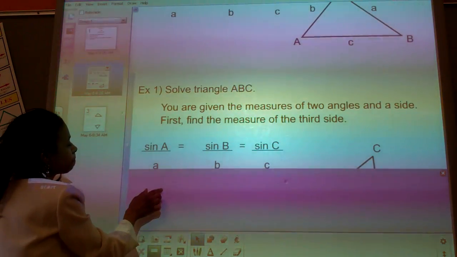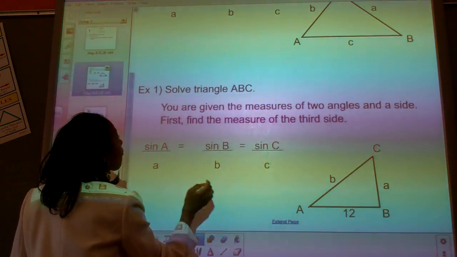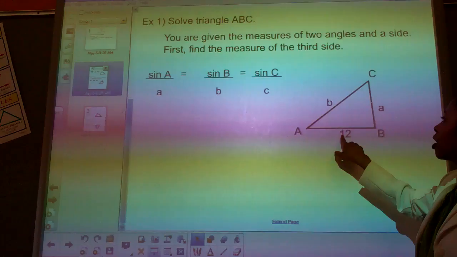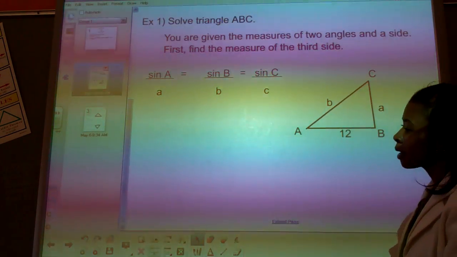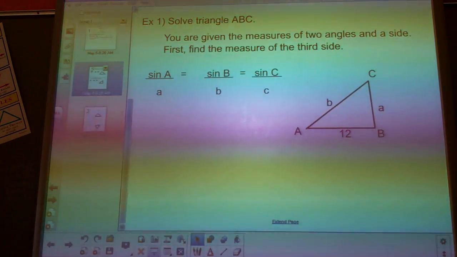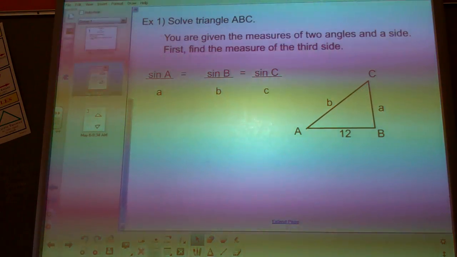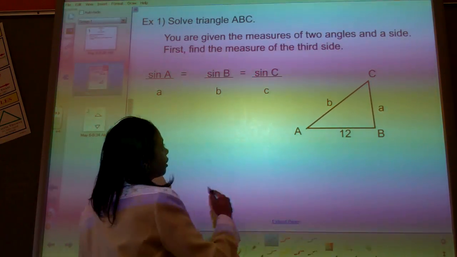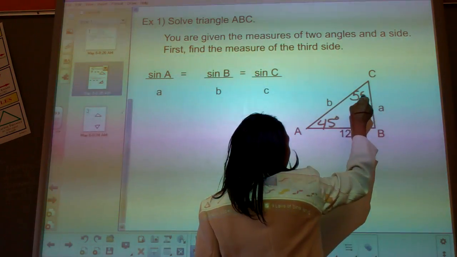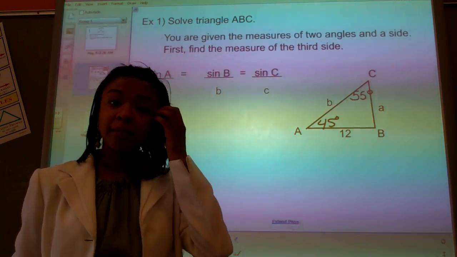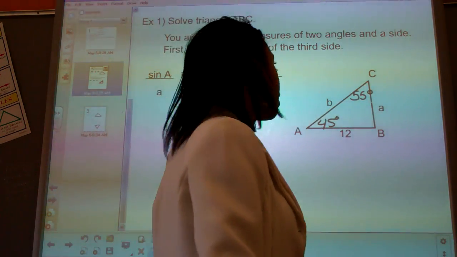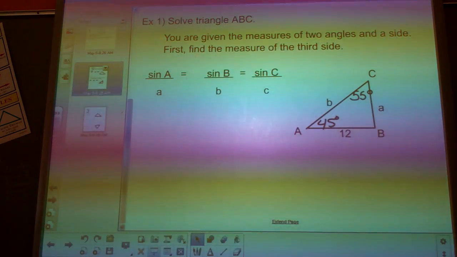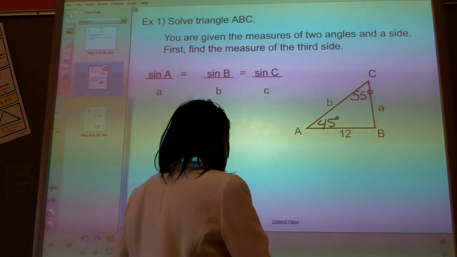Let's say we're given this triangle ABC with this information. Suppose I'm given the side length of side c, or side AB, is 12, but I don't know lowercase b and I don't know lowercase a. And I need to find some angle measures and some sides. Let's say A is 45 degrees and C is 55 degrees. Yeah, let's go acute. I'll leave it 45, 55. So the question is, what's the measure of angle B?